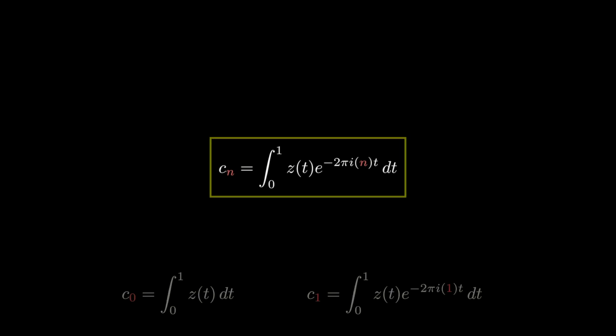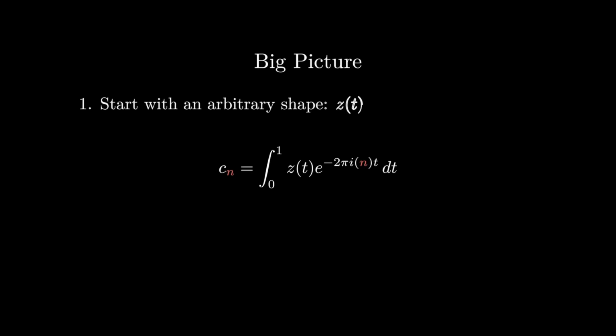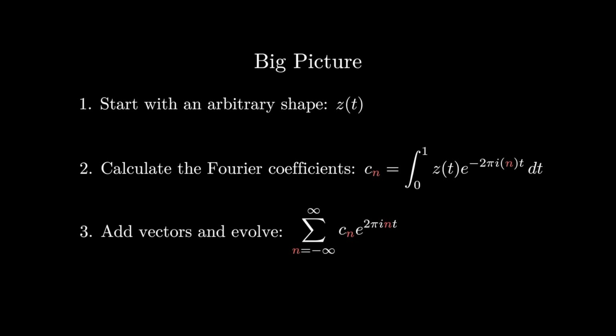We finally reached the end of our mathematical detour, so let me give an overview of the big picture. We begin with an arbitrary two-dimensional shape, which can be essentially anything you can imagine. We then calculate the Fourier coefficients, which gives us the radius and initial phase of each object in the system. Lastly, all we have to do is add the vectors and start them all spinning, and the final object will trace out the exact shape we started with.